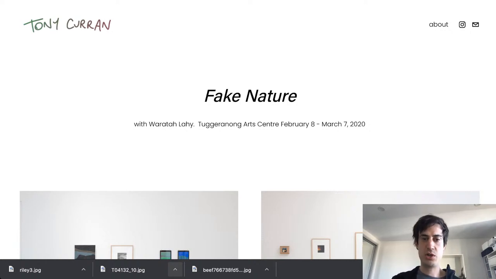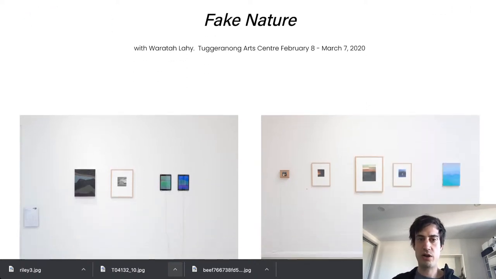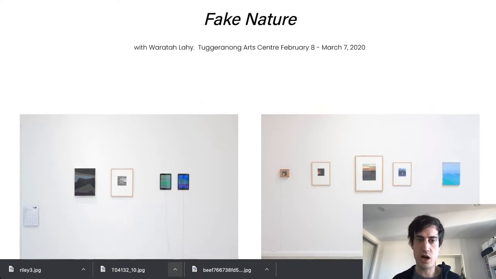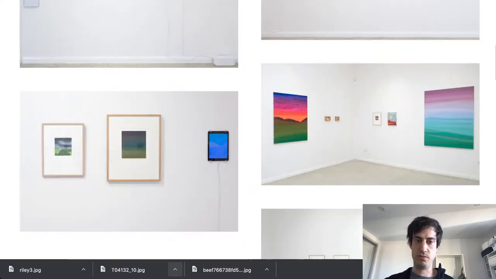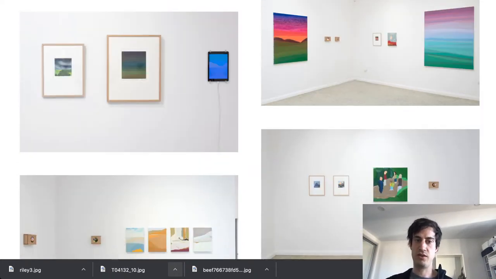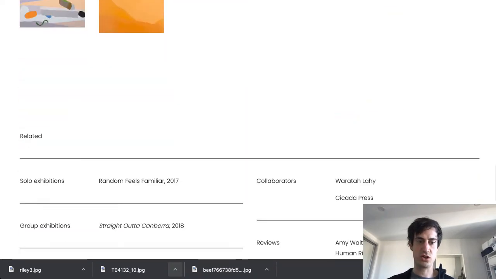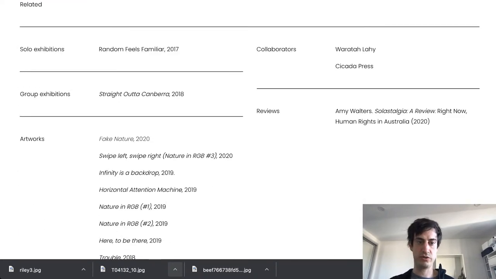So this is a recent exhibition that I had in Canberra at Tuggeranong Arts Centre earlier this year, which was a collaborative exhibition with another local artist, Waratah Lay. It included prints, it included paintings, and it included these little iPad P5.js sketches, which I can show you one of.